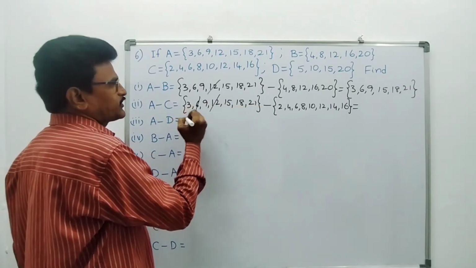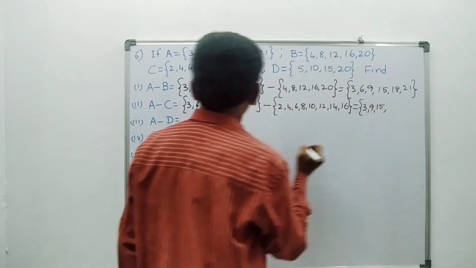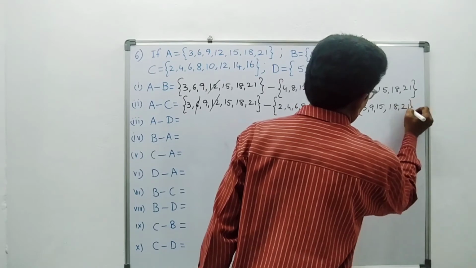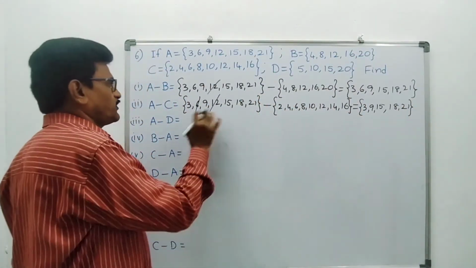Now remaining elements: 3, 9, 15, 18, 21. So here the common elements 6 and 12 we have to cut from the first set.